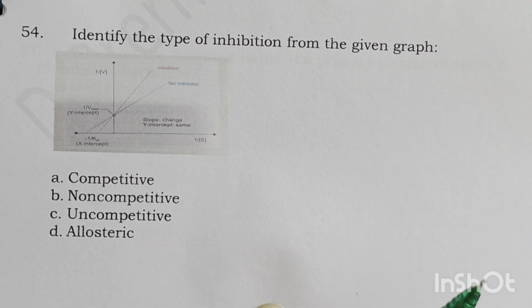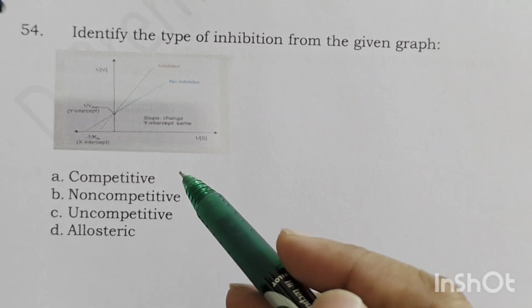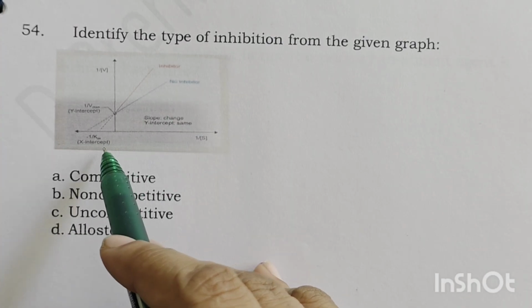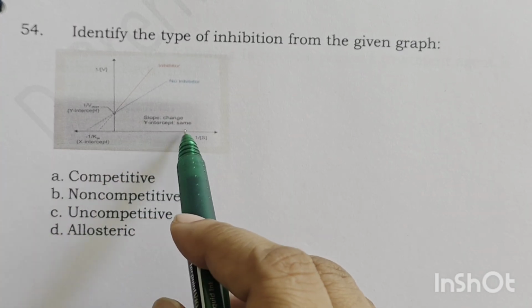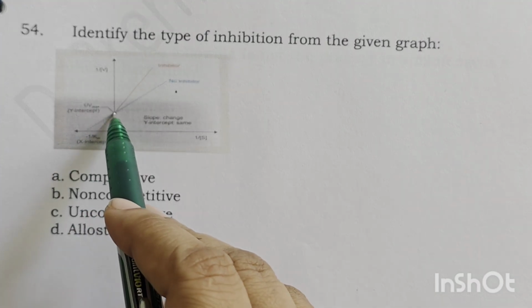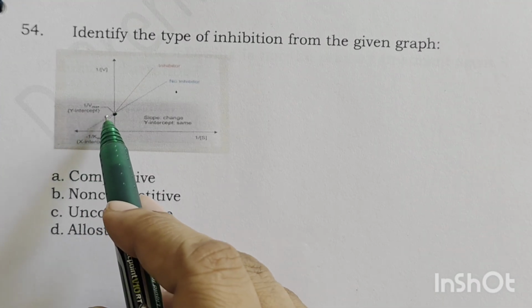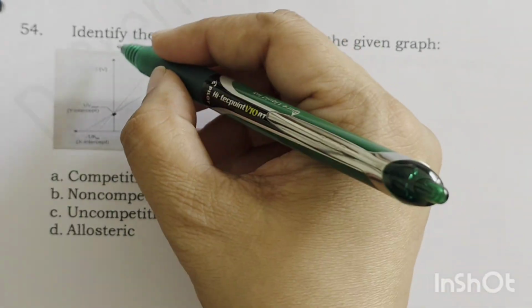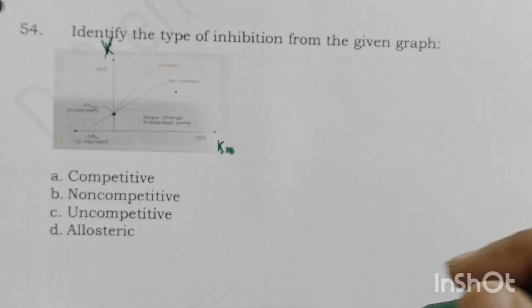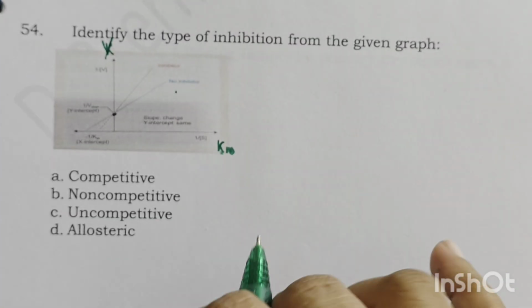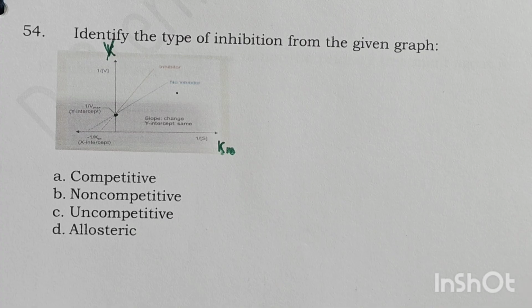The next question is to identify the type of inhibition from the given graph. Now, in the given graph, see this is the x-axis, y-axis, and here the slope changes, the y-intercept is the same. So this is the inhibitor and this is no inhibitor. This is the intercept between them, that is 1 upon Vmax. This basically is a plot of dose upon velocity of the reaction. So now what is the type of inhibition that is seen here?